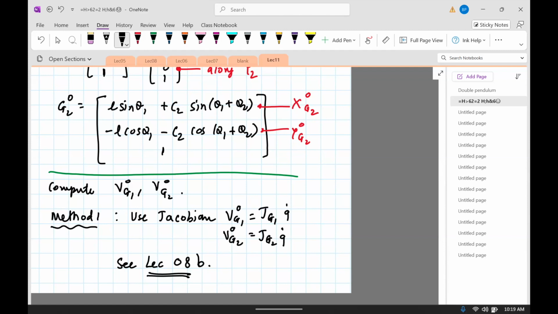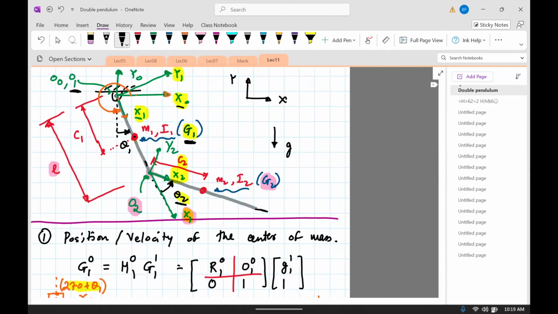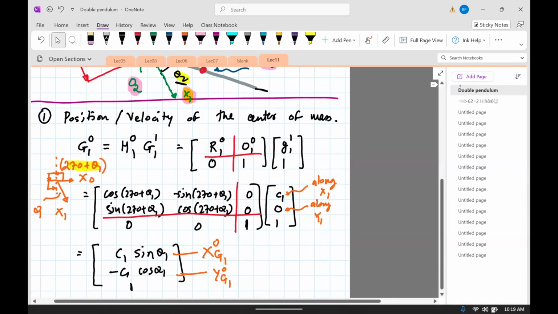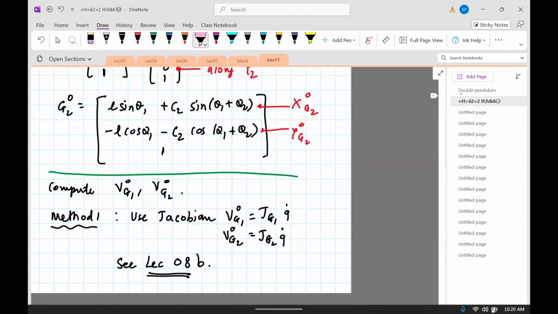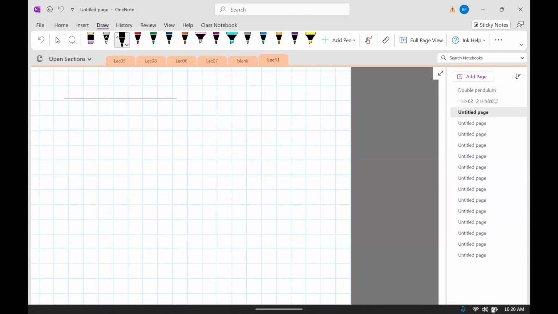We know the position of G1, right? This is the position of G1, G10. There's an X position and there's a Y position. So the velocity of G1 is simply going to be the derivative of XG and YG. Simple as that. You don't need to do the Jacobian. So we use the second way. So here's method 2.